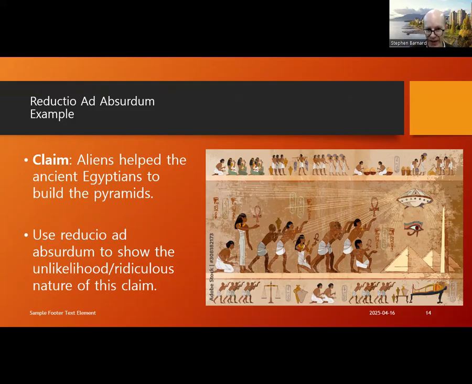So if somebody says, aliens helped the ancient Egyptians to build the pyramids, I will start off by saying, okay, let's assume that's true. If that's true, then that also means something else. That's going to be Q. And Q is so unlikely, so absurd, so ridiculous that we can only conclude the opposite, that aliens did not help the Egyptians to build the pyramids.